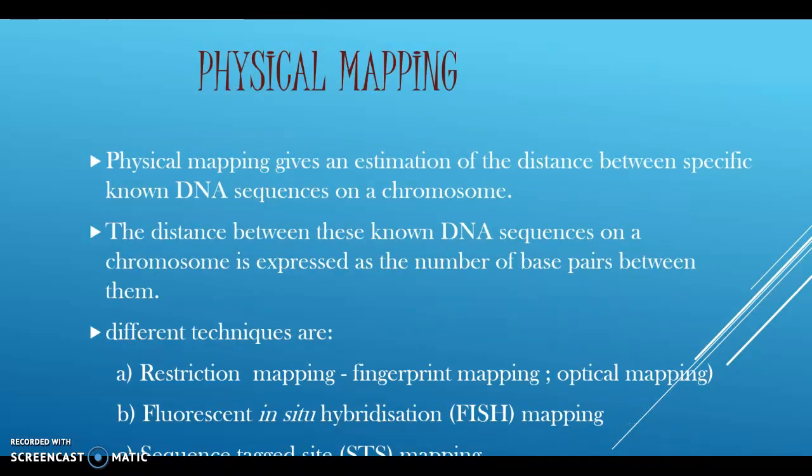As we have seen, there are two types of mapping: physical mapping and genetic mapping. Physical mapping gives the estimation of the distance between specific known DNA sequences on the chromosome.